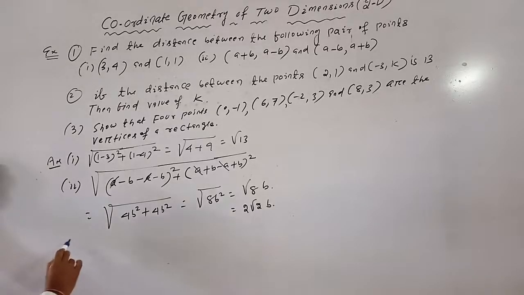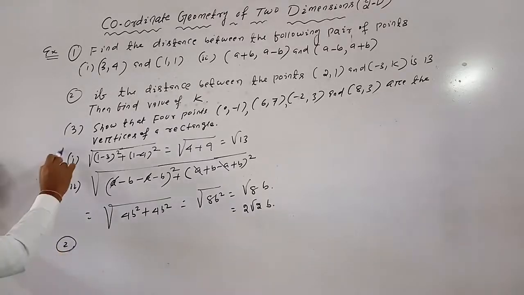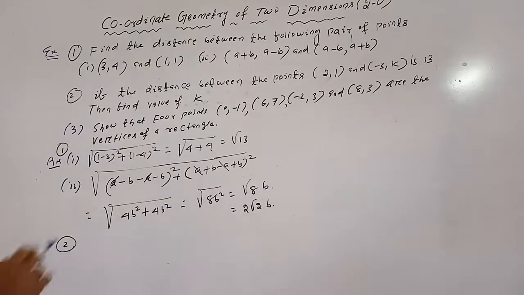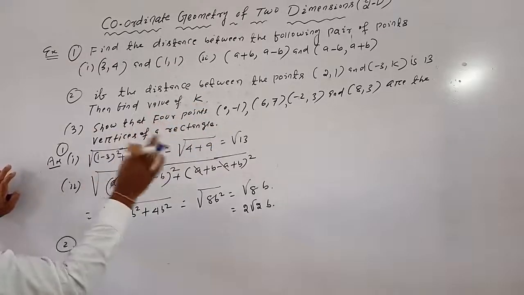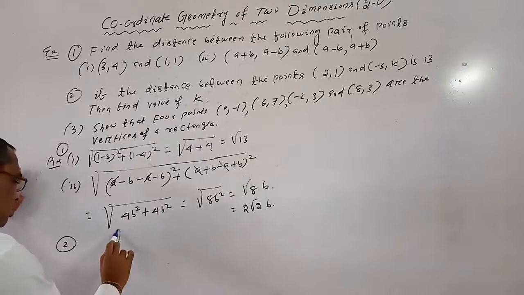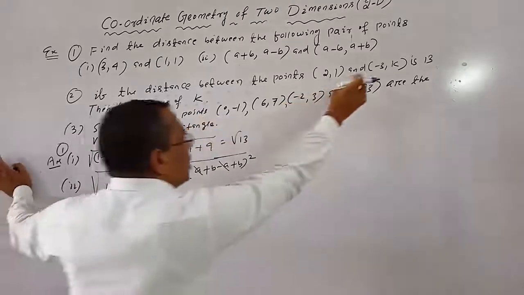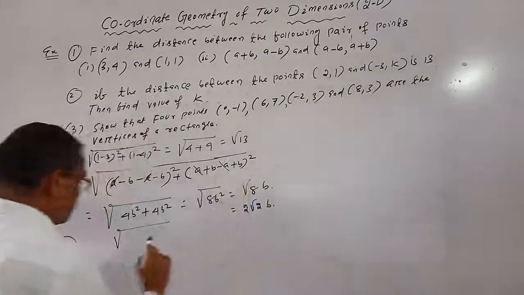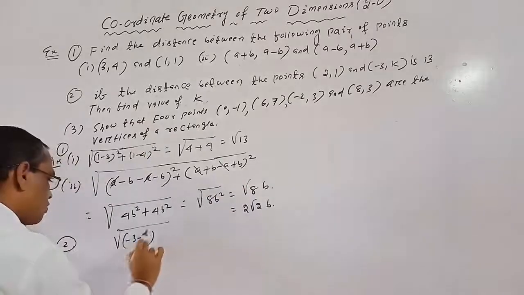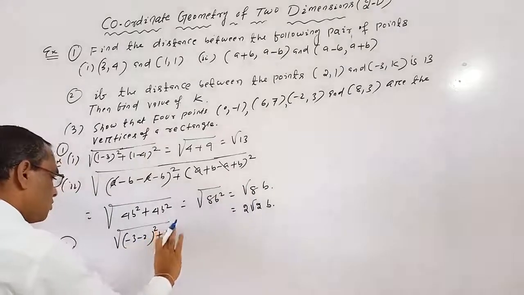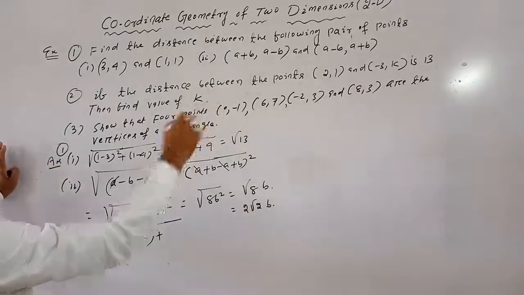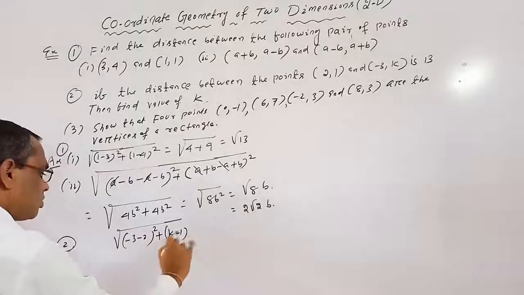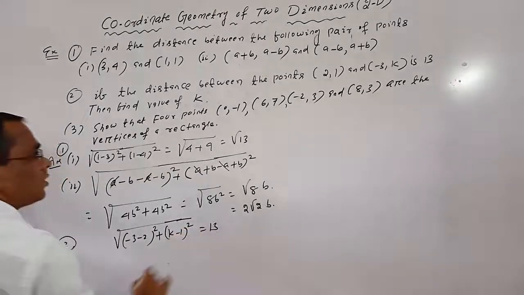Next, question number 2. If the distance between 2 points (2, 1) and (minus 3, k) is 13, then find the value of k. So its distance is 13. That means the square root of the x coordinate difference squared, (minus 3 minus 2) squared, plus the y coordinate difference squared. The y coordinate difference here is k minus 1, squared, equal to 13. Do you understand?